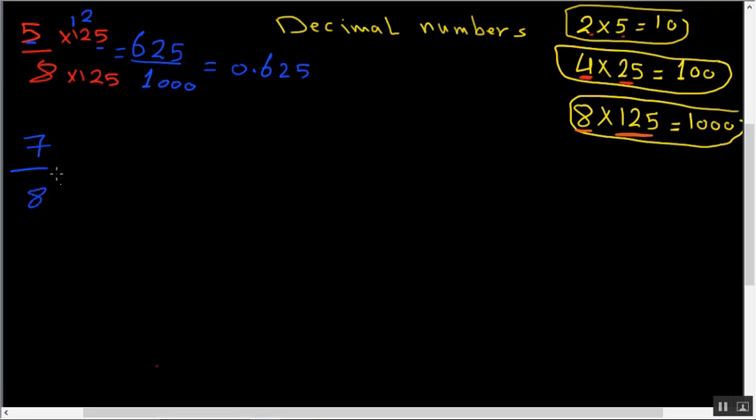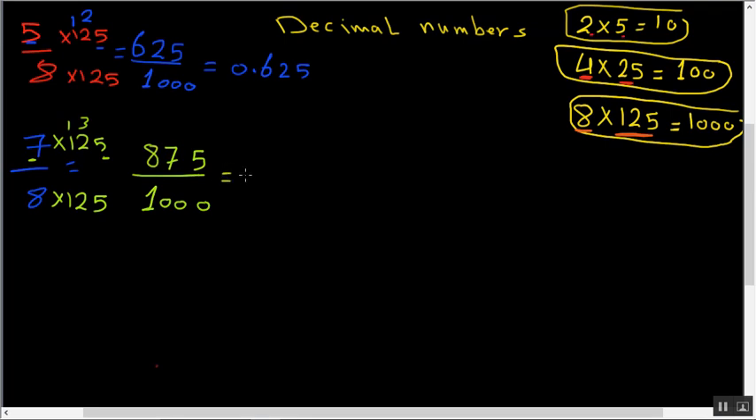Seven over 8 equals. Here we have 7 over 8, so what we can say, 8 times 125 and also times 125. 8 times 125 equals 1000, and here 7 times 125: 7 times 5 equals 35, we write 5 and carry 3. 7 times 2 equals 14, plus 3 is 17, we write 7 and carry 1. 7 times 1 equals 7, plus 1 equals 8. So the result equals 0.875.